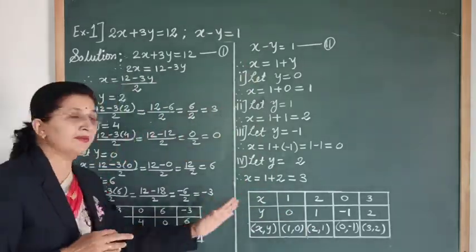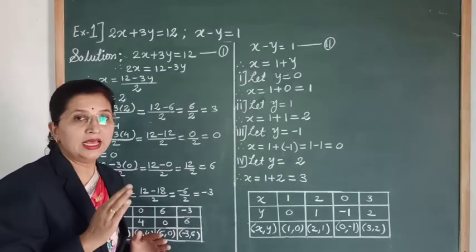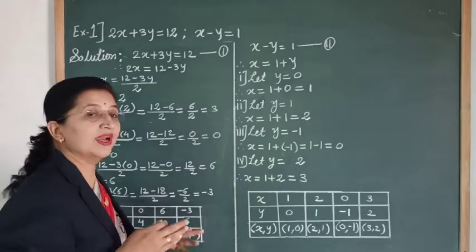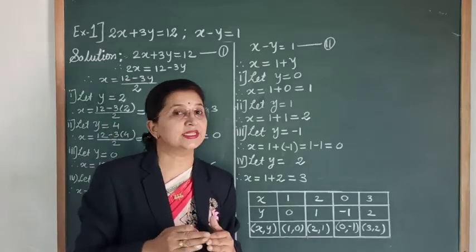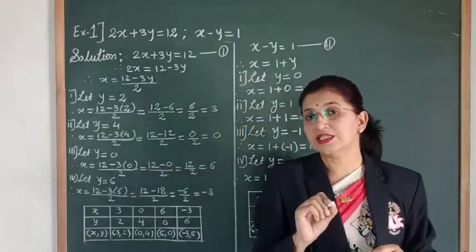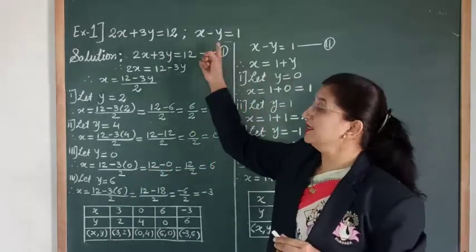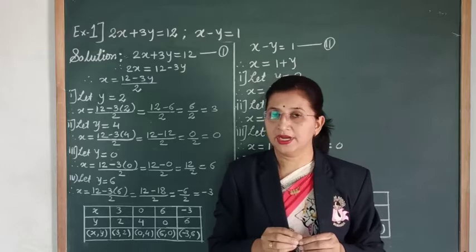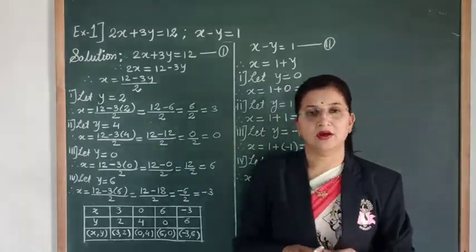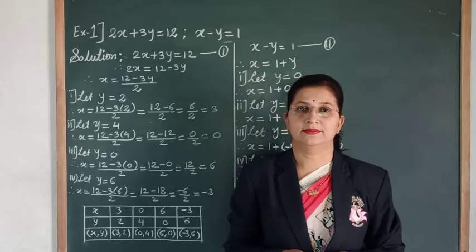Now by using this table, we have to draw the lines for each equation. Okay, and we'll see where these lines are intersecting each other. The point of intersection of these two lines will be the solution for this simultaneous equation. Okay, so let's draw the lines by using this table on the graph paper.